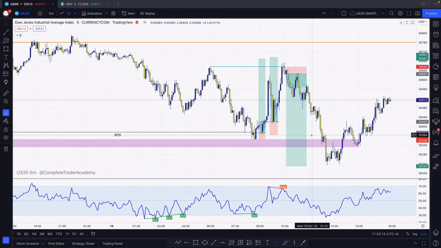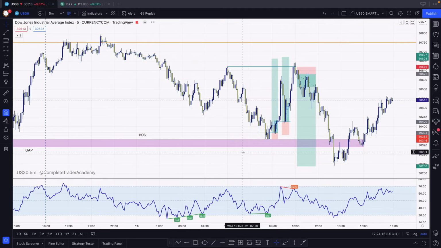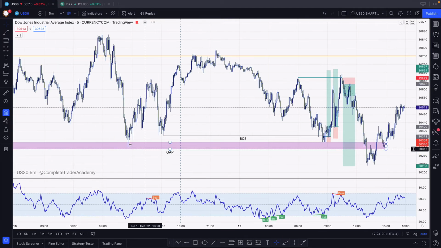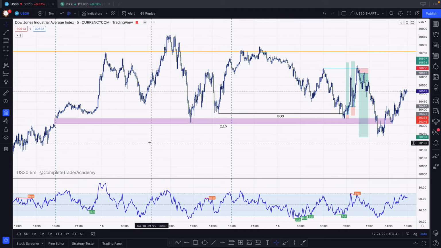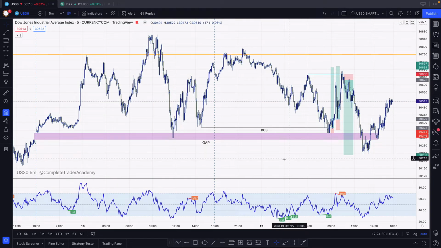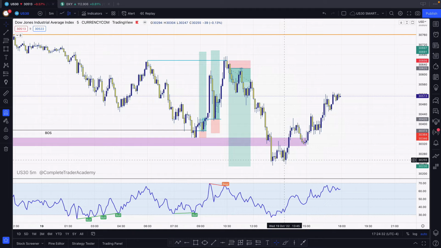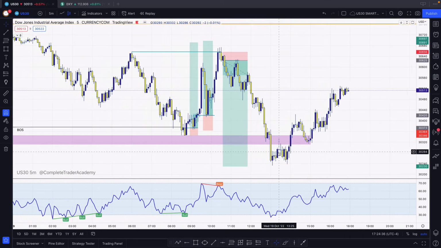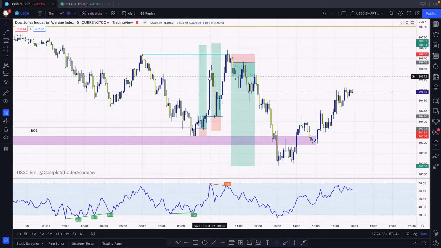And I knew that we were gonna take out this gap. Look how many times it tested the gap, right? So look, 1, 2, 3, and then finally completed the objective going through it. I was gonna take this buy, but I didn't need any more trades. This was a beautiful day.